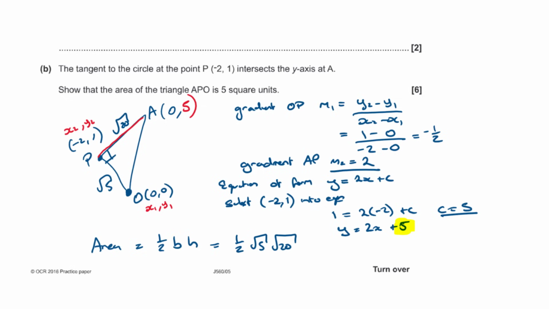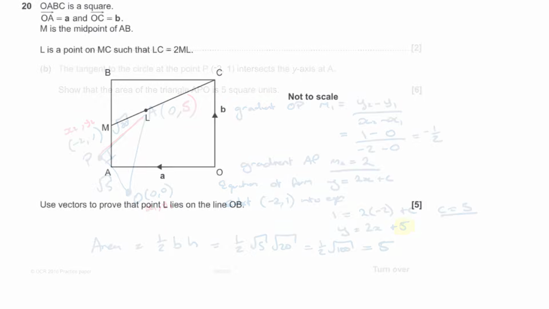So what's that? Root 5 times root 20 is a root 100. So half root 100. Root 100 is 10. Half of 10 is 5. Okay, well that was a lot of work, but we got there in the end, and it was worth 6 marks. So the area of the triangle APO is 5 units. Okay, so we did it. Hurrah and huzzah.